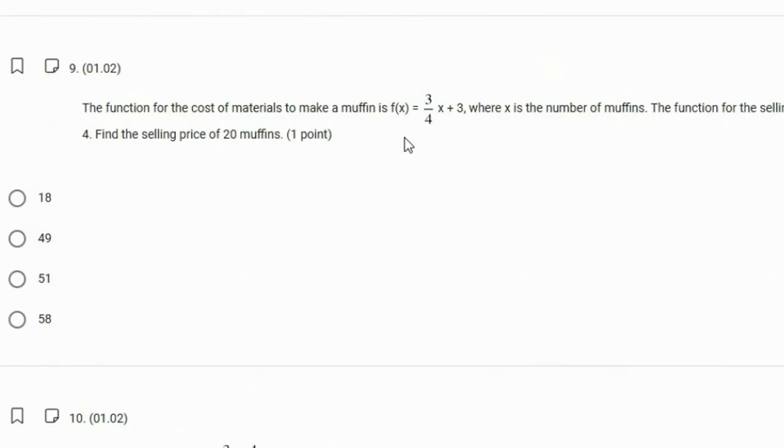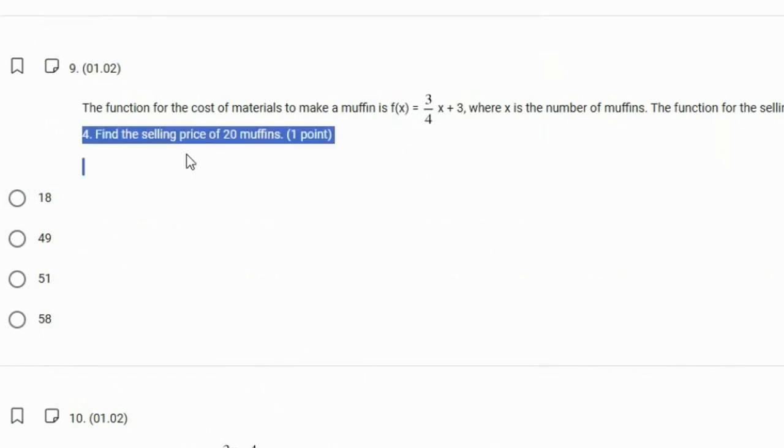Here's the function for the cost of materials to make a muffin, where x is the number of muffins. The selling price of those muffins is g of x equals 3x plus 4. Find the selling price of 20 muffins. G of f of x. So that means you've got to figure the cost into the selling price to figure out 20 muffins.